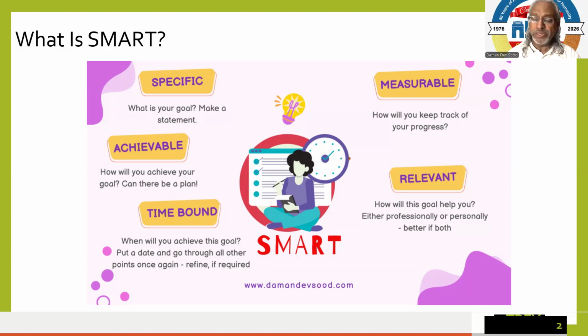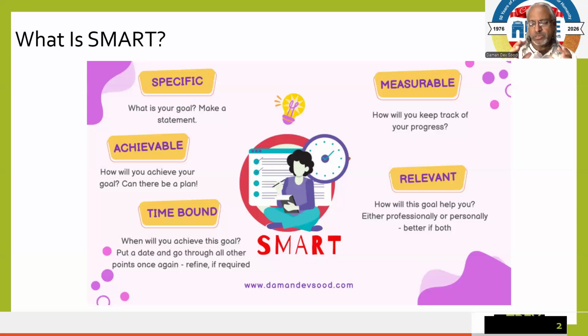Then write that plan, then execute that plan. The goal should also be relevant. So today we are talking about smart goals or objectives for your TPRM program. How will this goal help you, your TPRM program, either professionally or personally? Better both. And the last, the T stands for time bound. When will you achieve this goal? Put a date and go through all other points. SMART. Once again, refine if required.